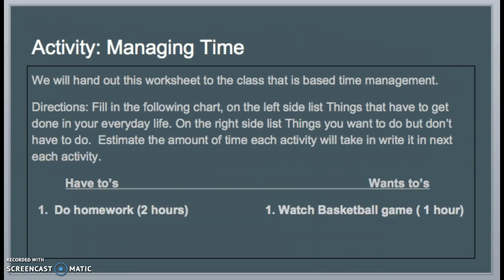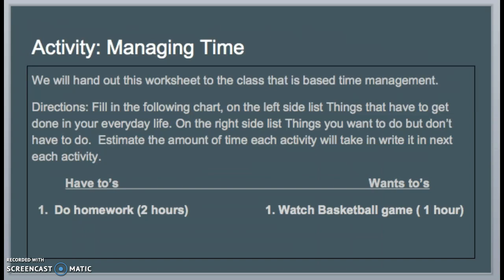So the activity that we will include in our lesson will be us handing out a worksheet for the class that they will fill out in the following chart. On the left side will be their have-tos, which will be things that they have to get done in their everyday life, for example, homework. And then on the right side will be the want-tos, so the things that they want to do but don't have to do. So it would be like watching a basketball game at night.